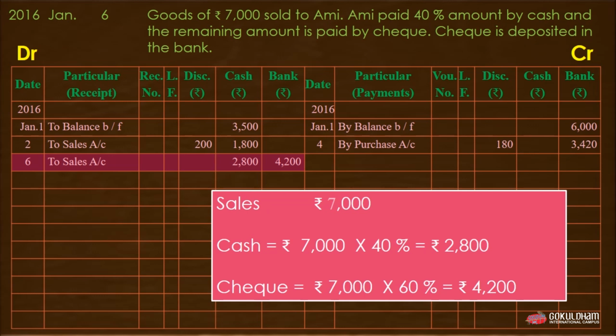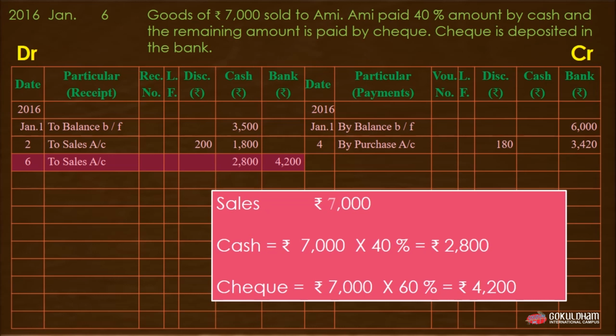The next transaction is January 6. Goods of rupees 7,000 sold to Ami. Ami paid 40% amount by cash, and the remaining amount is paid by check. Check is deposited in the bank. It means a transaction sales का transaction है, so this transaction recorded at the debit side of cash book.